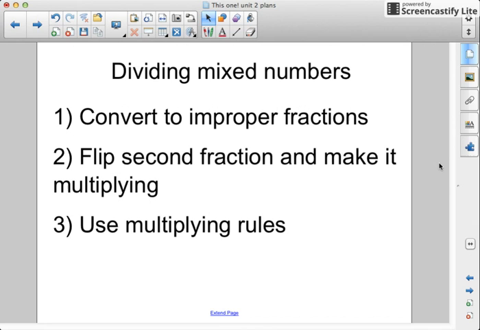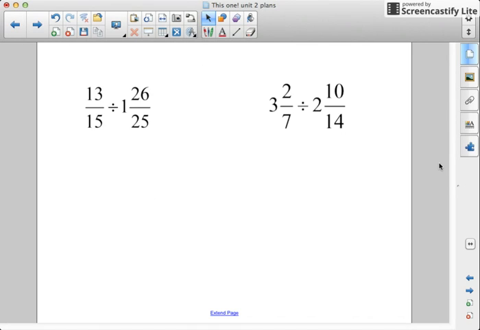Dividing mixed numbers. So we're going to convert to improper fractions first. Then we're going to flip the second fraction and change it to a multiplication question and just use multiplying rules like we do for normal fraction division. So examples, 13/15 divided by 1 and 26 over 25.